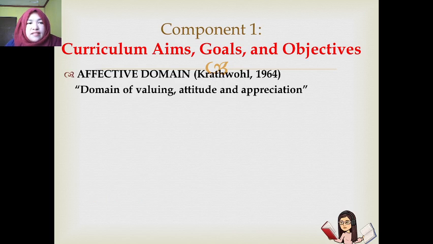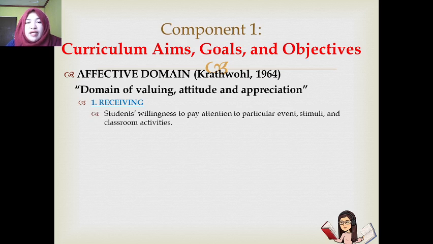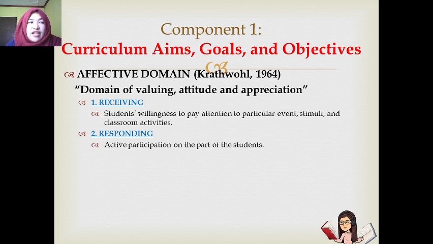Okay, so the second one, the affective domain. That is the domain of valuing, attitude, and appreciation. So, number 1, receiving. The student's willingness to pay attention to particular events, stimuli, and classroom activities. Number 2, responding. Active participation on the part of the students. So this is how they receive your lesson. Sometimes you start with a good motivation.